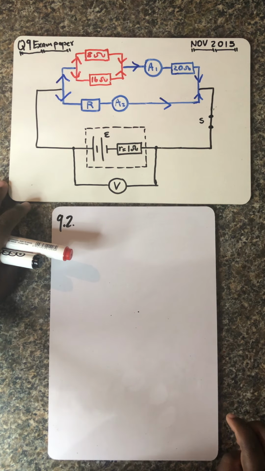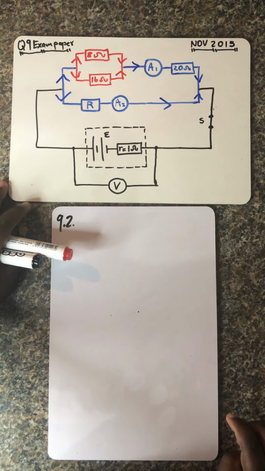So now what does the question want us to calculate? Let's check. The question says calculate the reading on ammeter A1. Okay, so let's see where the reading is. Okay, so ladies and gentlemen, I was just checking this. I just wanted to see that statement.